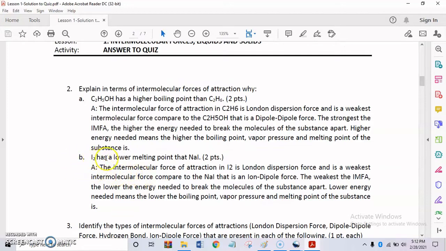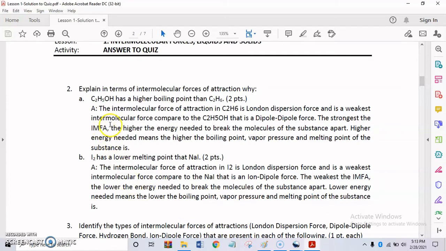Letter B, iodine has a lower melting point than sodium iodide. The intermolecular force of attraction in iodine is London dispersion force, and it is the weakest intermolecular force compared to sodium iodide, that is an ion-dipole force. So the weaker the IMFA, the lower the energy needed to break the molecules of the substance apart. Lower energy needed means the lower the boiling point, vapor pressure, and melting point of the substance is.